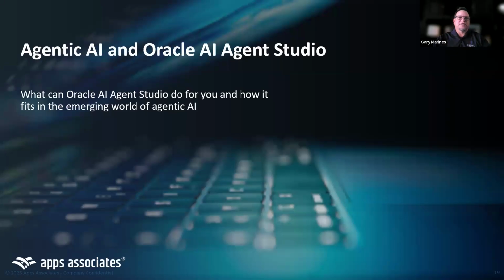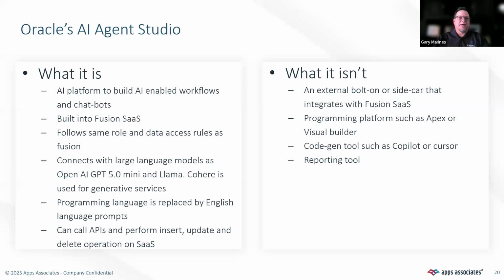So when I'm talking about this agentic AI and the Oracle AI Agent Studio, how does it fit into our world? The studio is our platform to actually use and build these agents, right? We use that to enable these workflows and these, we'll call them chatbots. They're built directly into Fusion. I love it, Oracle says it's built in, not bolted on. So you're performing all of your tasks from within the application. You don't have to go to a different place. It follows the same role and data access rules as Fusion.